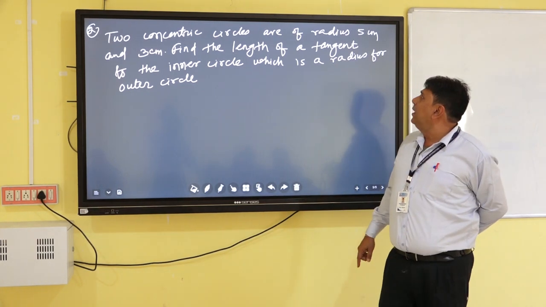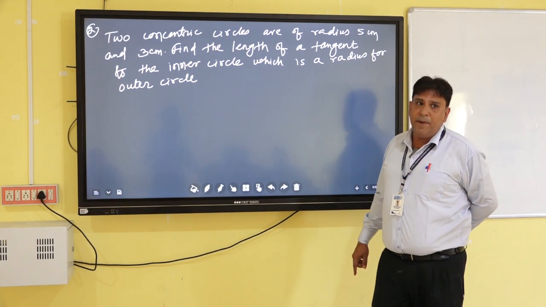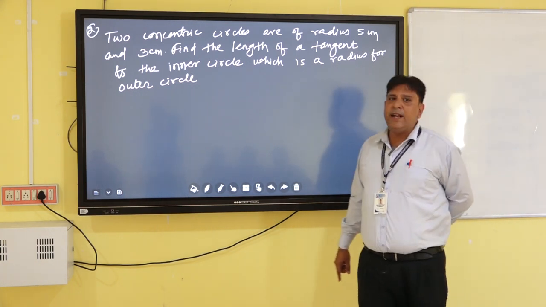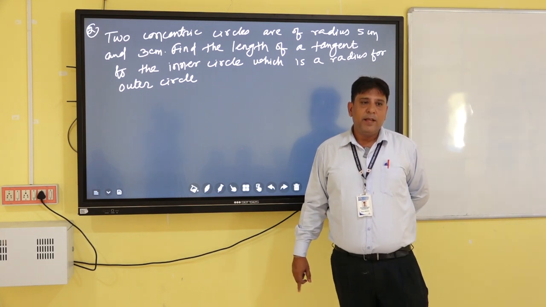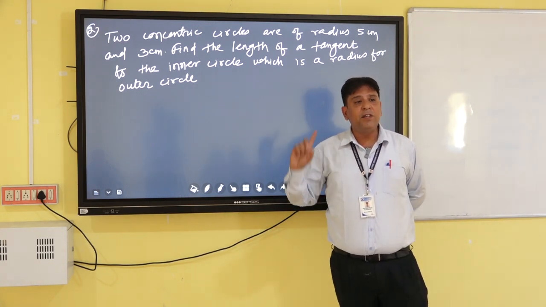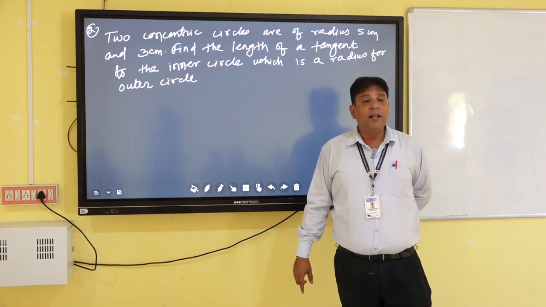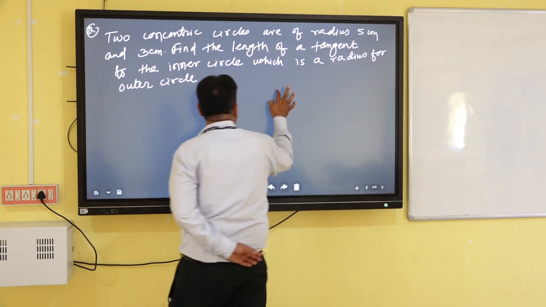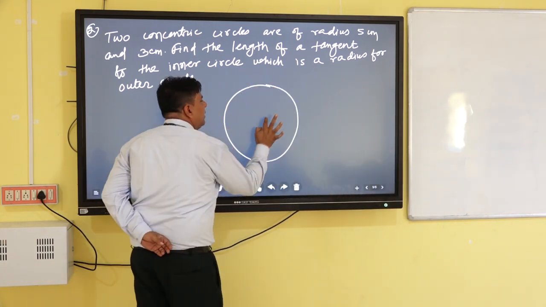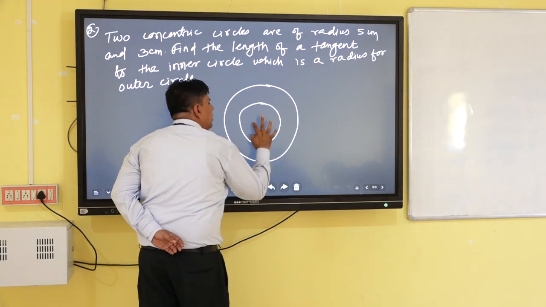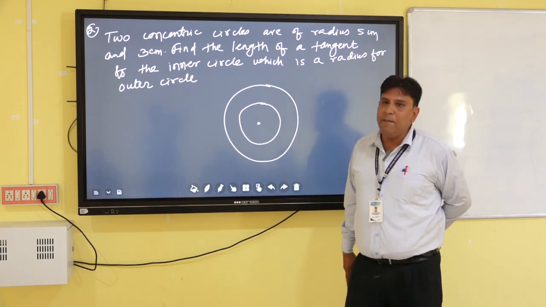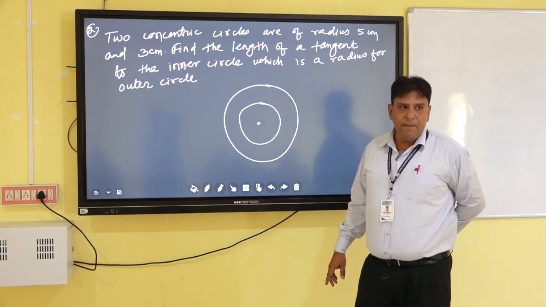Two concentric circles are of radius 5 centimeter and 3 centimeter. Find the length of the tangent to the inner circle, which is a chord to the outer circle. If you see this question carefully, the first important term is concentric circle. What exactly is a concentric circle? It is two circles having the same center. Suppose this is a circle and this is another circle. These two circles are called concentric circles because they have the same center.